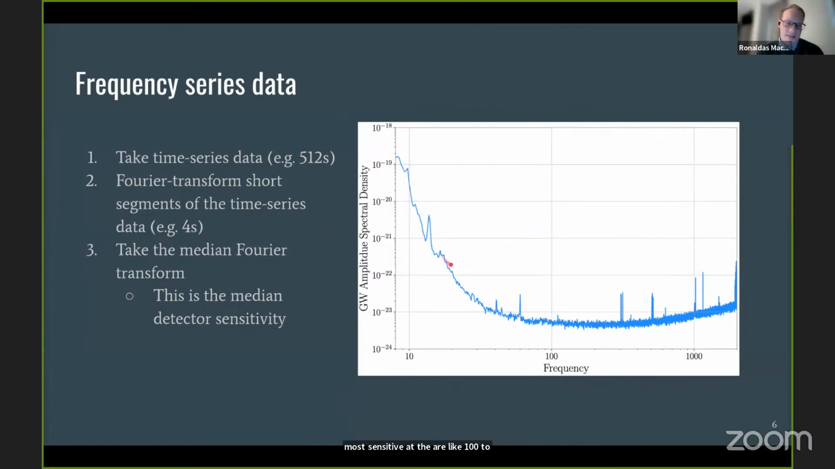Then there is really bad sensitivity at lower frequencies, mostly because of ground motion. So you're not very sensitive at those frequencies. And at higher frequencies, you also get quantum effects happening, and because of that, you're not very sensitive at higher frequencies as well. It doesn't mean that you cannot extract any information from the detector. It just means that you need to be careful with, for example, any low frequency information, because you see that the detector is very noisy at low frequencies.